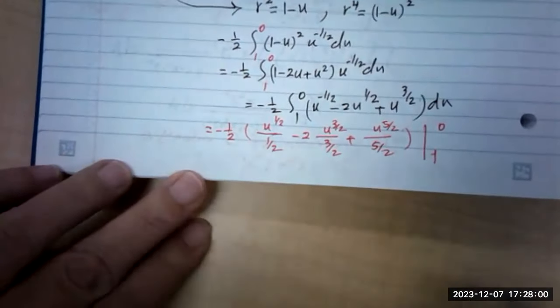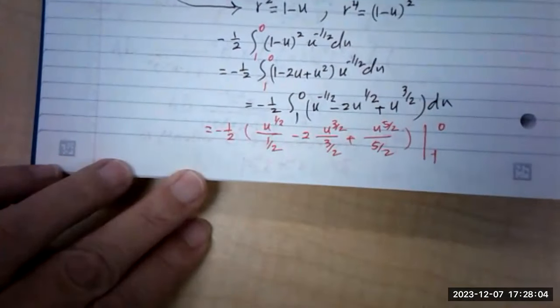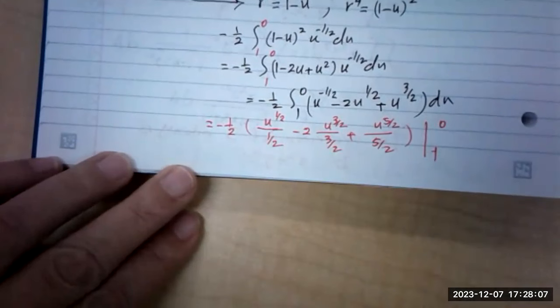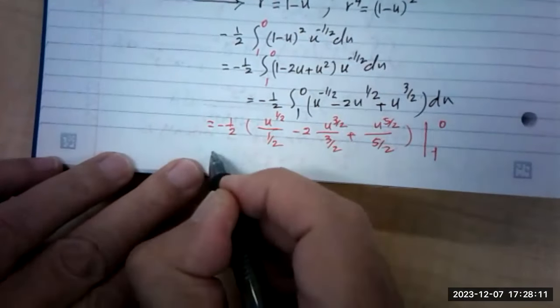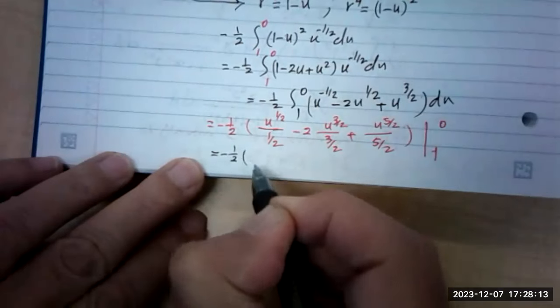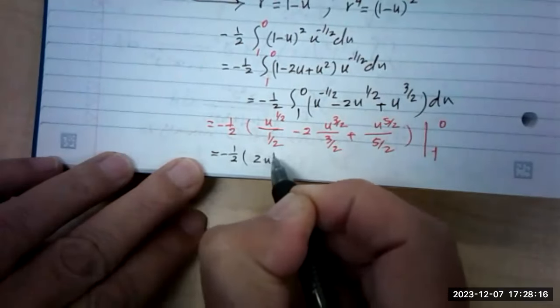Use the reciprocal to take care of this one. Substitute u equals 0, we get nothing. For u equals 1, you just get a simple number. Then we come back and we continue. Okay, so this is it. It's going to be negative 1 half times 2u to the 1 half.